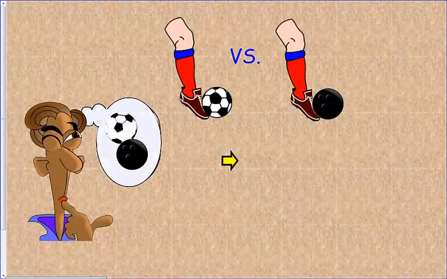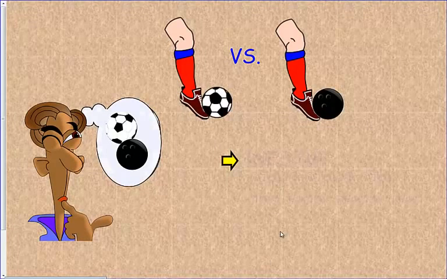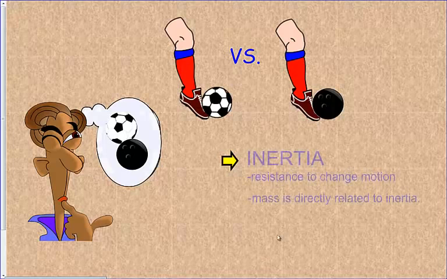One last property of matter that I want to cover in this video is the property of inertia. Inertia is the resistance to change in motion. For example, if you throw a ball while playing baseball, that ball will stay in motion until an unbalanced force like the bat causes it to stop moving or change its direction. So inertia is the resistance to change.